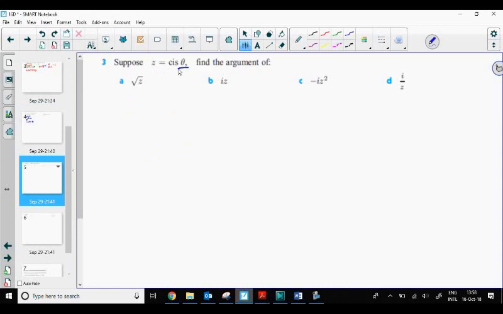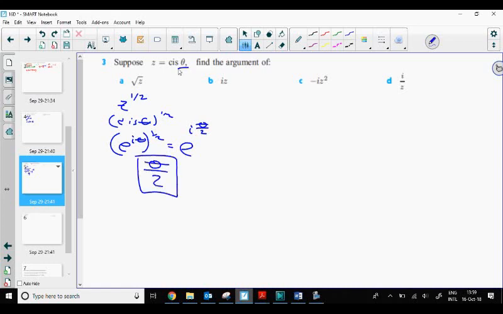So our answers will just have a theta in them as well. For the first one, root z is the same thing as z to the power of 1/2. Since z is equal to cis theta, using Euler's form this is e to the i theta to the 1/2, which is the same as e to the i times theta over 2. So the argument here is theta over 2.